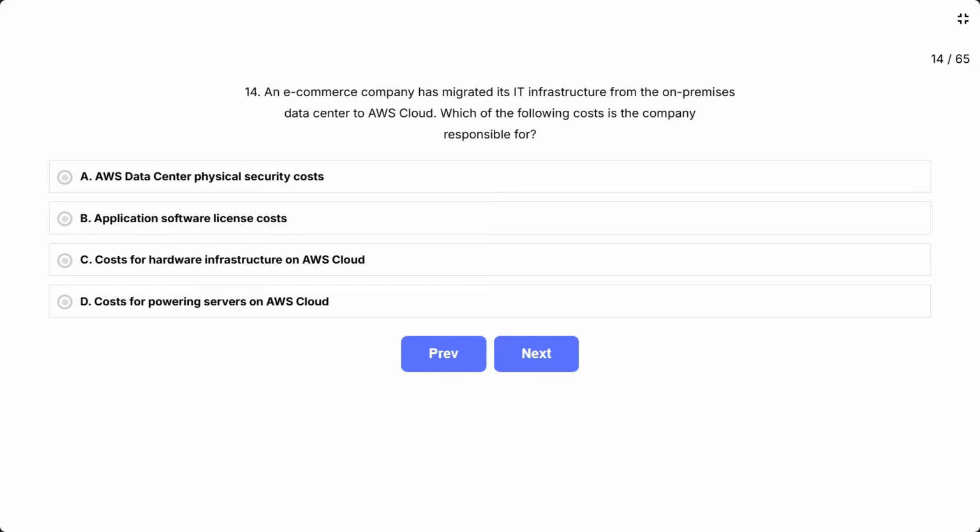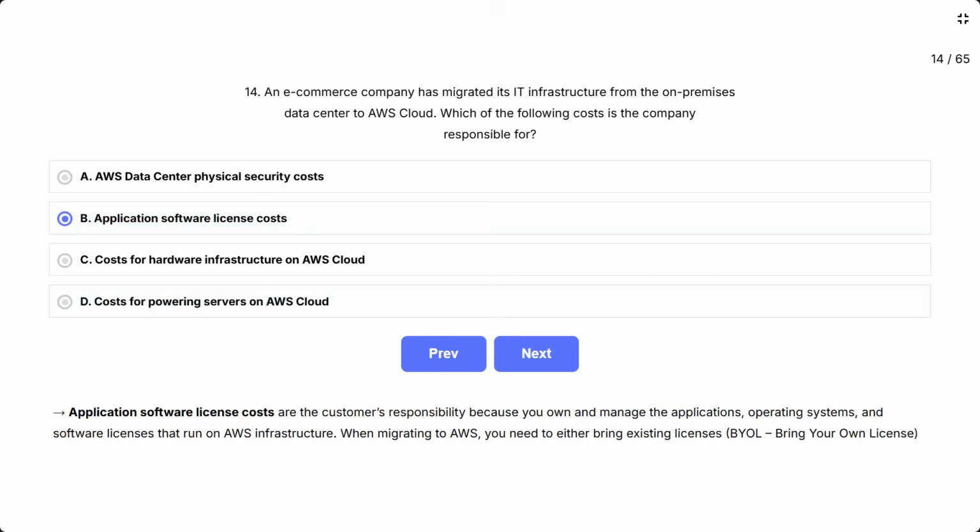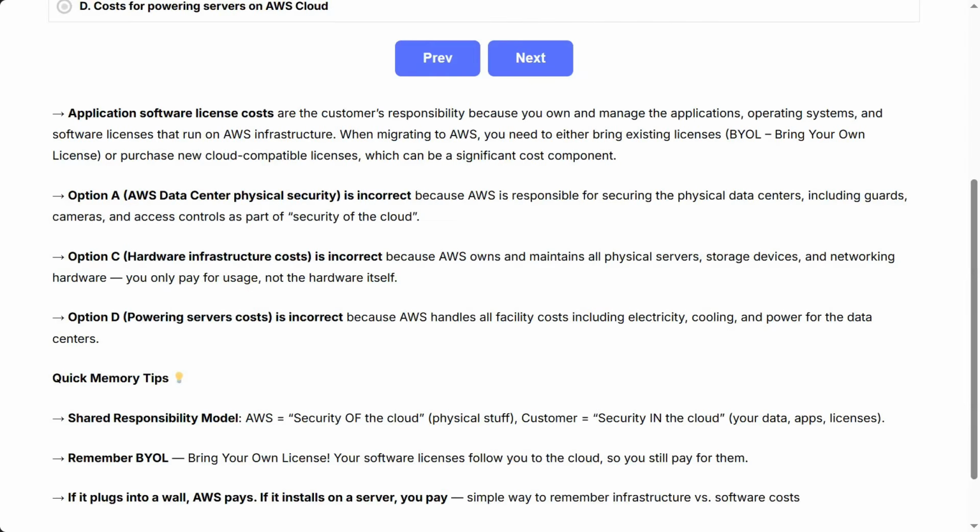The correct answer is B, application software license costs. Application software license costs are the customer's responsibility because you own and manage the applications, operating systems, and software licenses that run on AWS infrastructure. When migrating to AWS, you need to either bring existing licenses, BYOL, bring your own license, or purchase new cloud-compatible licenses, which can be a significant cost component.